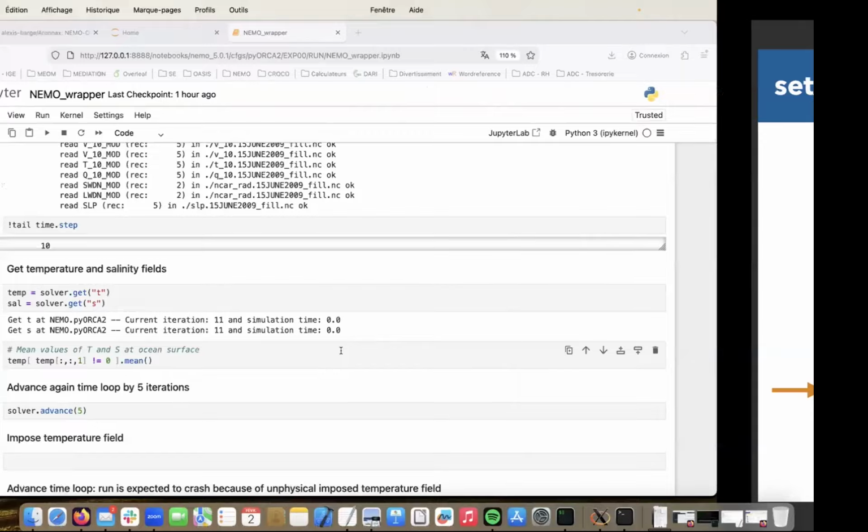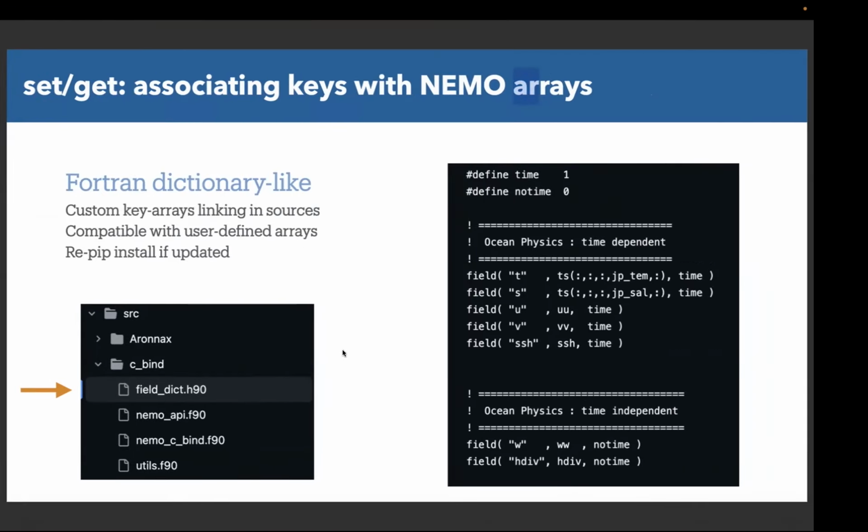I have a quick question, Alexis. What is GP-tem and GP-sol? So TS is the array in NEMO that contains the temperature and the salinity field. Don't ask me why it has this design. And GP-tem is just here to make the difference between the two. Okay.